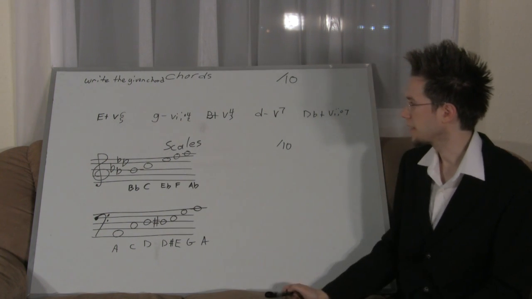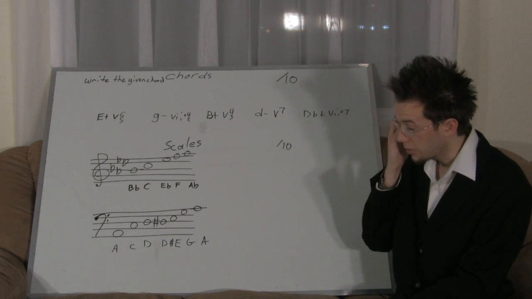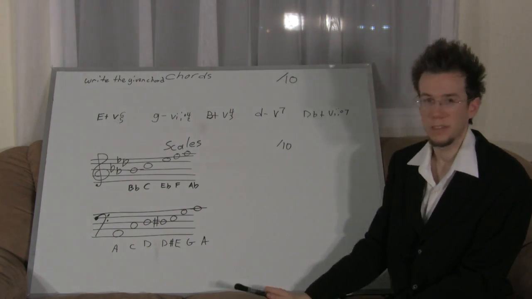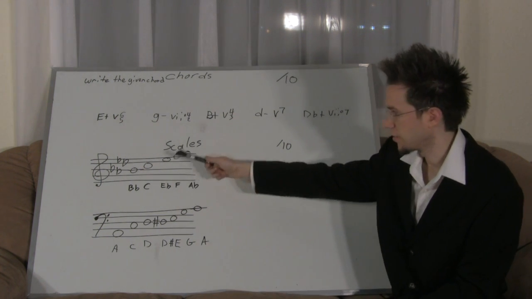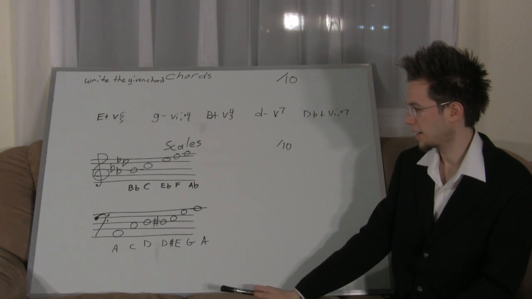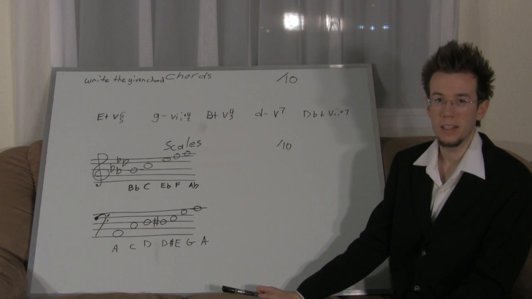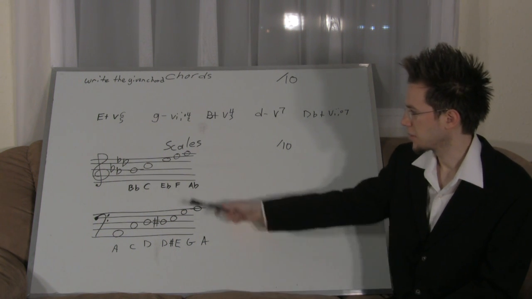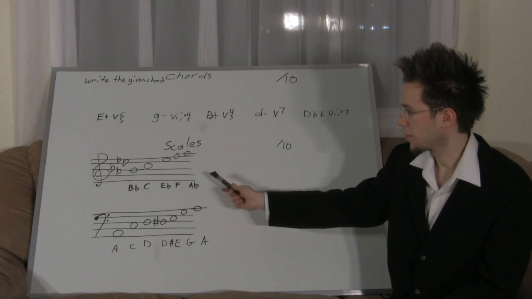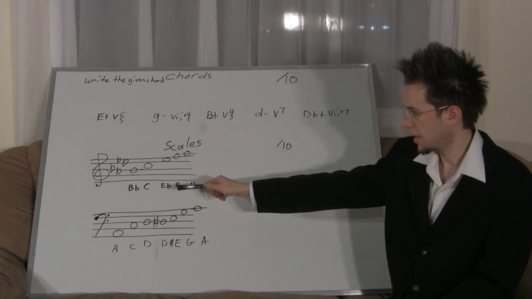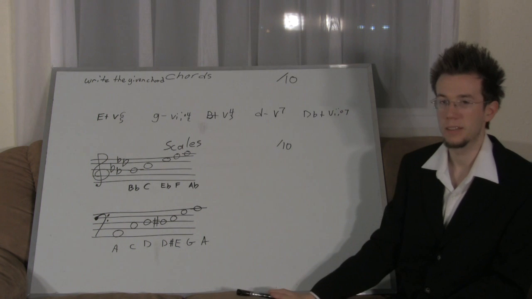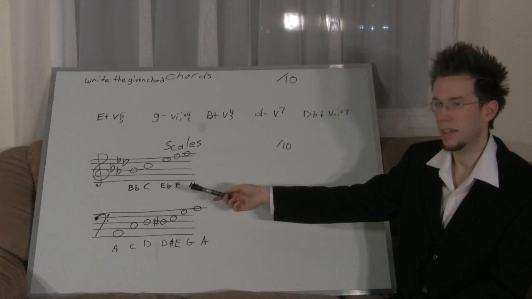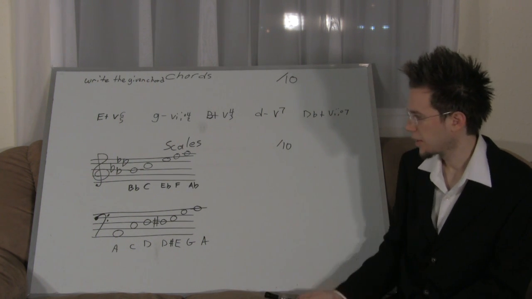Okay, here, scales. I wrote out the letter names because this isn't a note reading class, this is find what scale this is. So all the different scale types that we learned over the time, which ones are these? This one goes B, B flat, C, E flat, F, A flat. So figure out what type of scale that is and then name it right here.